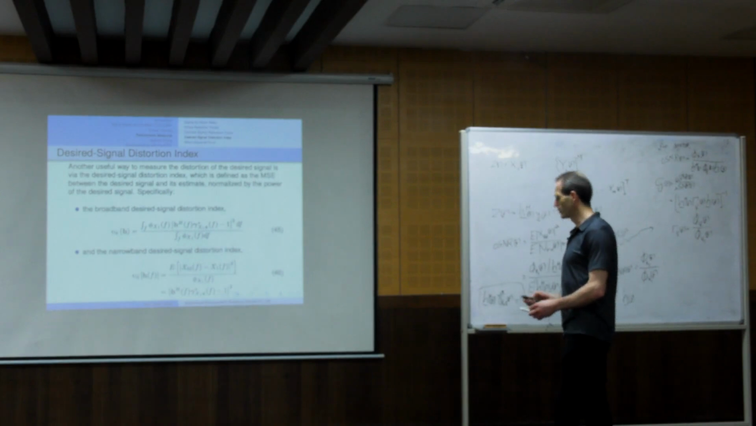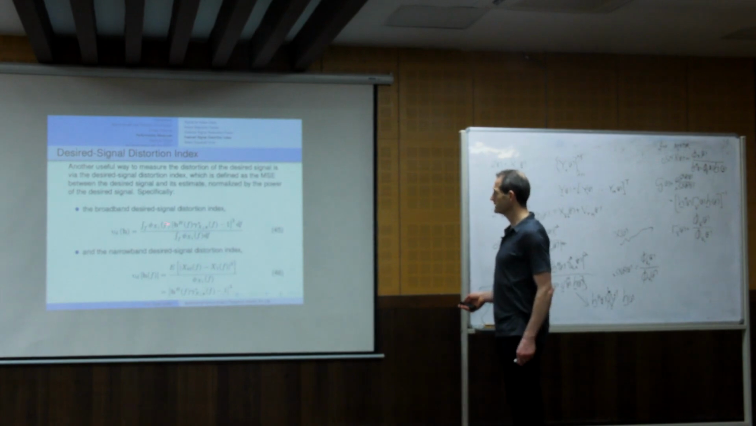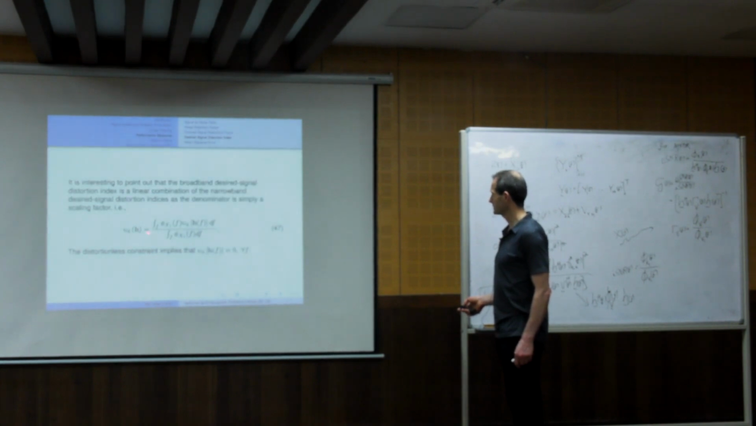If we compute the broadband desired signal distortion index, we have the integral of the error; we sum the error over all frequencies. And also here we have the integral in the denominator. And actually, we get that the distortion index is the integral of the narrowband distortion index. It's a weighted sum, a linear superposition of the distortion in each frequency of the narrowband.